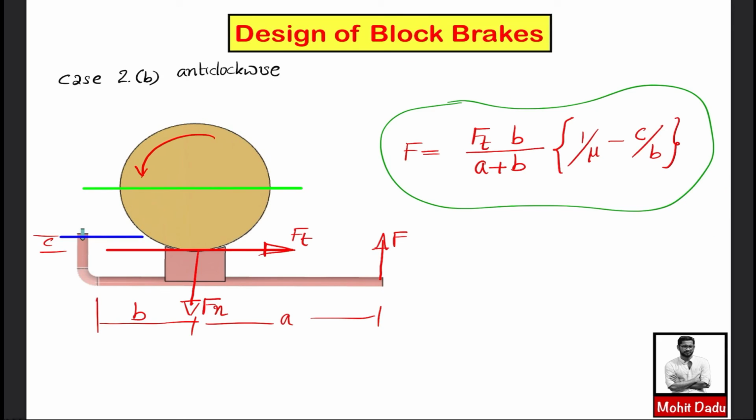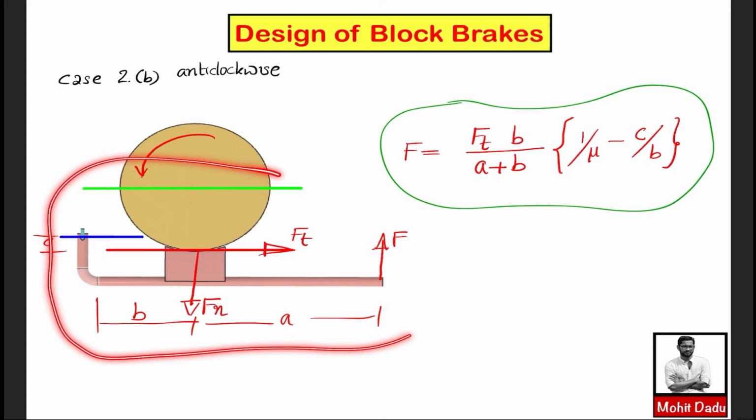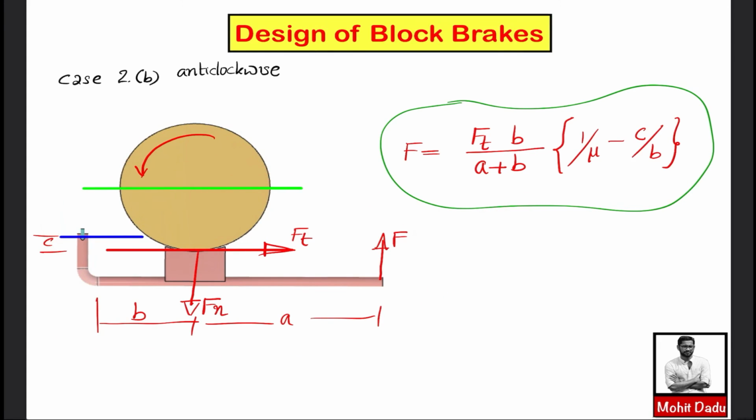Here, for the anti-clockwise rotation of the drum, you can complete the free body diagram like this, and you will get the final expression like this. With reference to the previous one, where a plus sign was coming, here it is 1 by mu minus C by B. So this is the one. You can try yourself to get this expression.